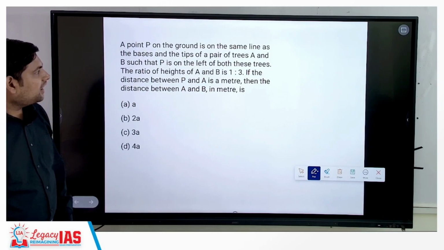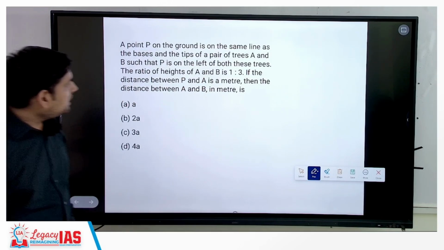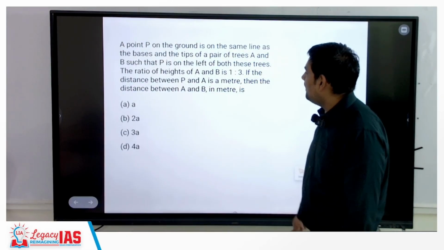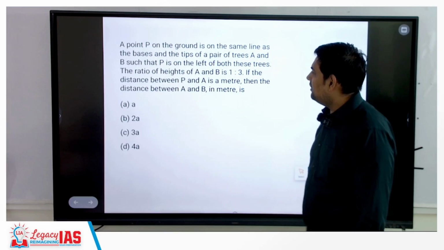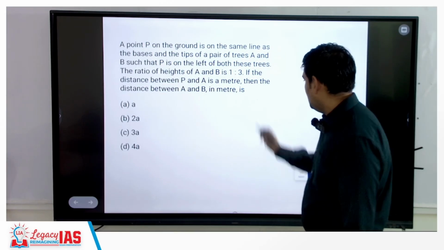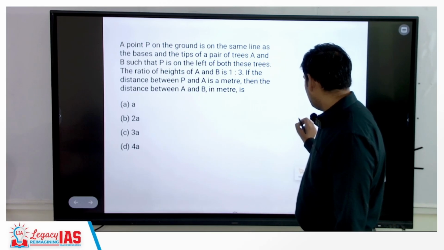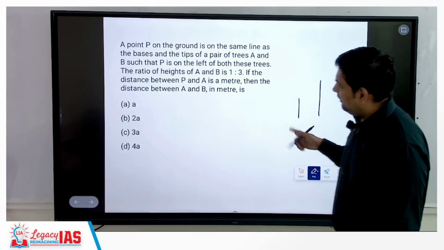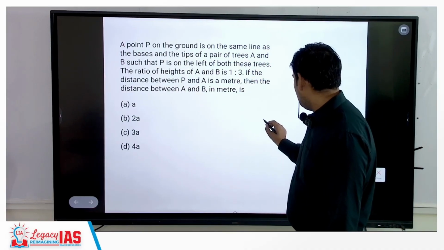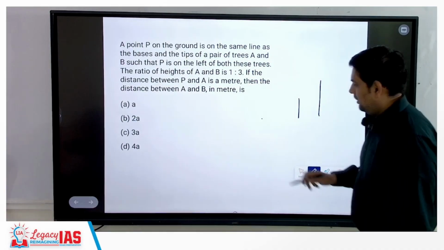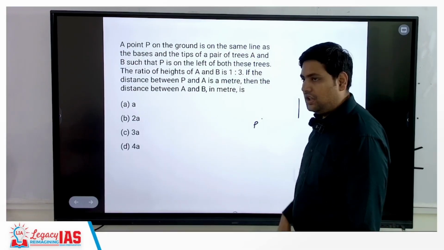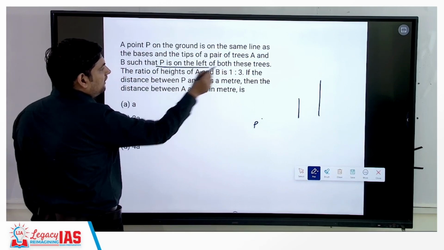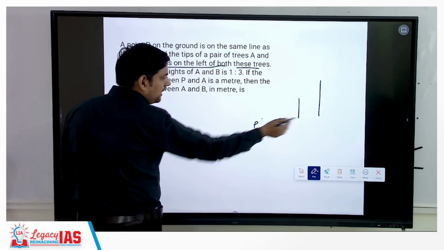Read this question, try to do it. A point P on the ground is on the same line as the bases and the tips of a pair of trees A and B such that P is on the left of both of these trees. Now, P is on the left of, so there are 2 trees, one is taller than the other, and P is on the left of these trees. So this is P. Now see what it says. It says P is on the left of both these trees, right across its base.